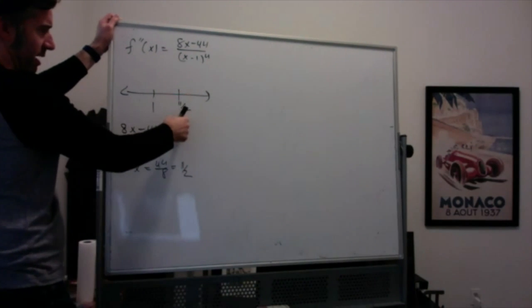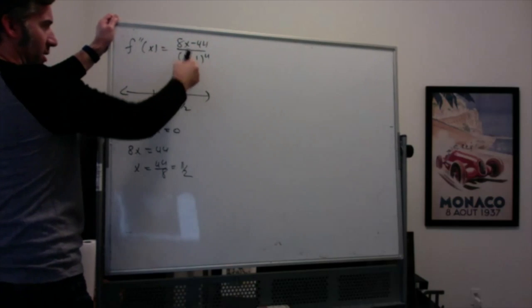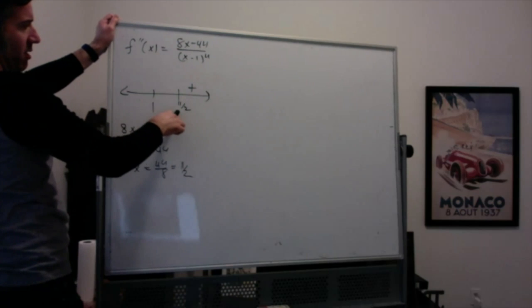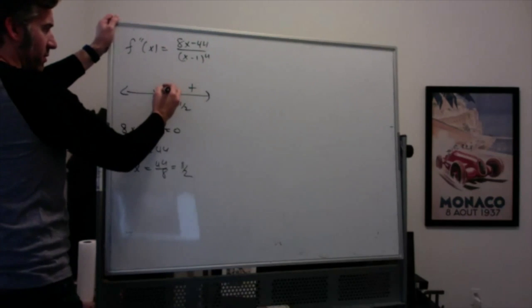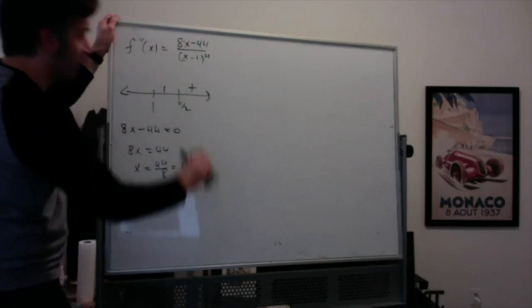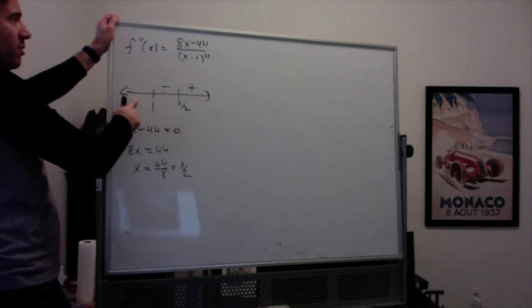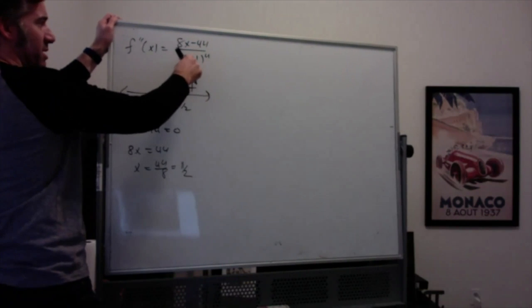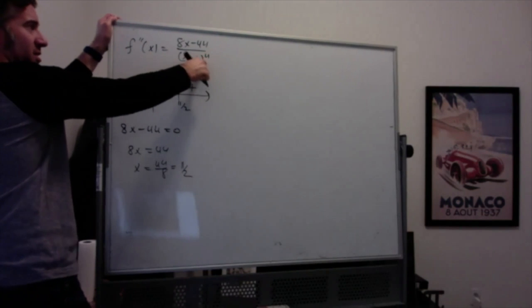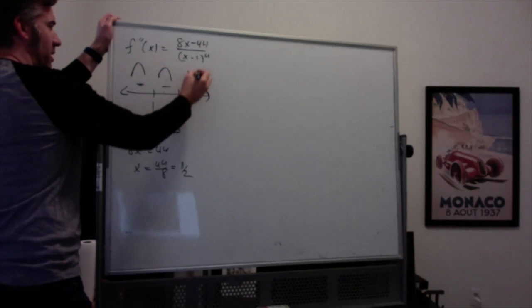Pick a number larger than that, like 10. 80 minus 44 is positive, bottom is positive. Pick a number smaller than that, but bigger than 1, like 2. 16 minus 44 is negative, bottom is still positive. So the whole thing is negative. And pick something less than 1, like 0. I always pick 0 if 0 is an option. Top's negative, bottom is a negative number to the 4th, which is positive, so negative over positive is negative. Concave down, concave down, concave up.